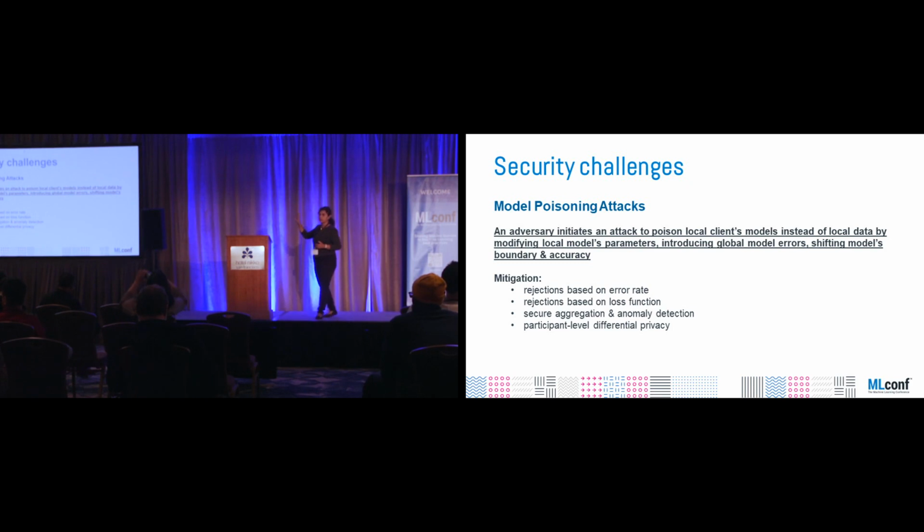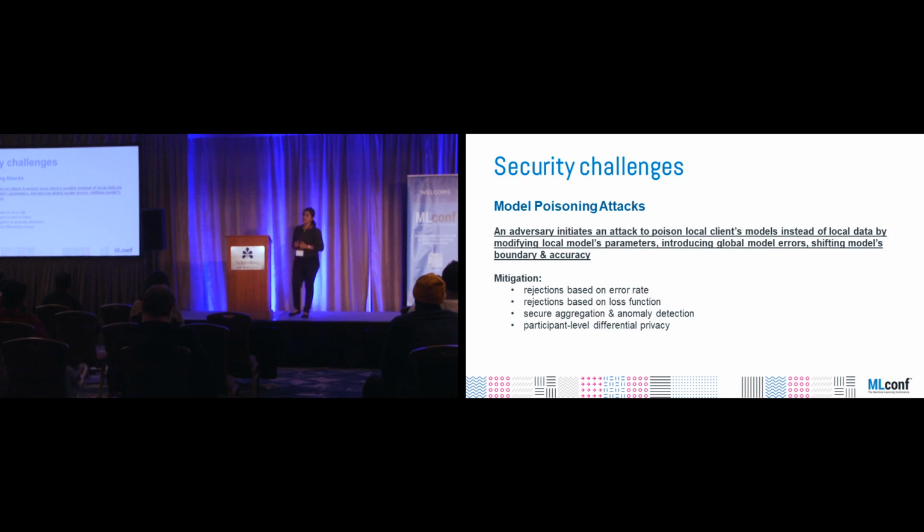Now, how do you mitigate or defend against these attacks? Say I am at the global server, and I want to assess whether any of my clients have been poisoned. What I can do is have an error function which rejects a model based on the error rate. Say I have a threshold of a certain percentage. If the error rate is bigger than that threshold, I would reject that model based on that function.